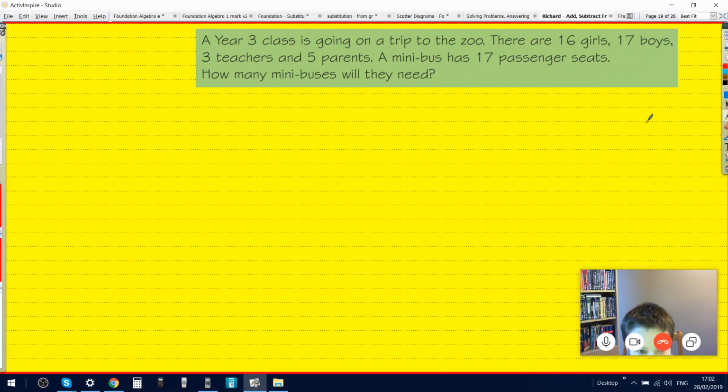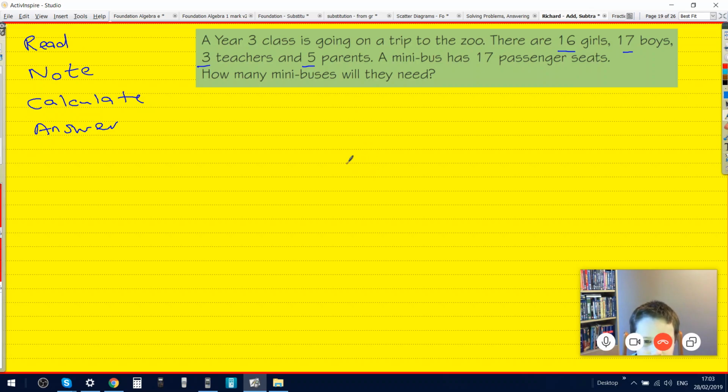So we've read it. We now need to... I can't remember. Note is underline the important bits, usually the numbers. Oh, I knew there was one I was forgetting. So we need to underline the most important pieces of information, which are the numbers that tell us how many people there are. The 17 passenger seats, and also the main question, which is how many minibuses will they need.